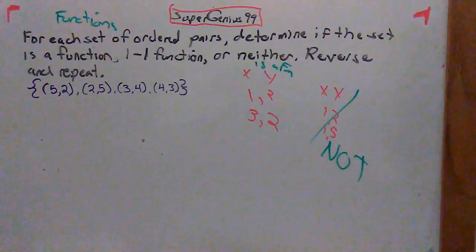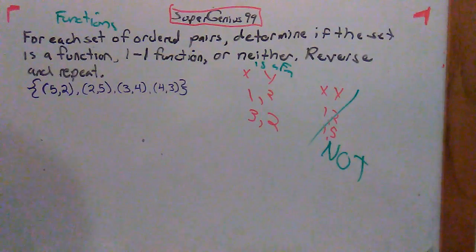And then what's one-to-one? One-to-one means neither the x's nor the y's repeat. So it's a function that only has unique y values. Okay, and we'll go through it and you'll understand more as you do practice. So first of all, let's determine if this is a function.